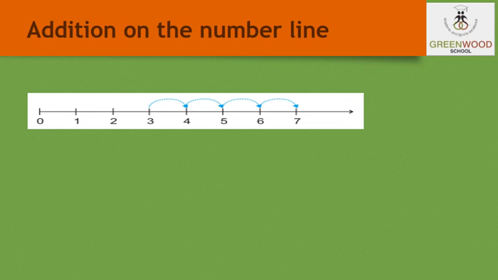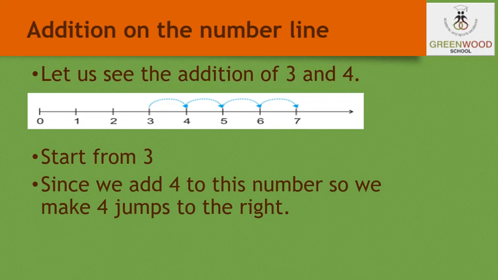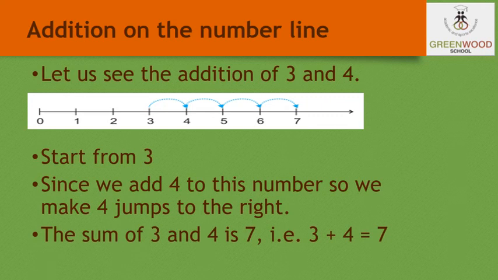Now we'll learn about addition of whole numbers using the number line. Let us understand that by an example. If we want to add 3 and 4, what will we do? First of all, mark 3 on the number line and start from that point. Since we add 4, move 4 steps to the right hand side from 3. On taking 4 steps from 3 to the right side, we get 7. That means 3 plus 4 is equal to 7.